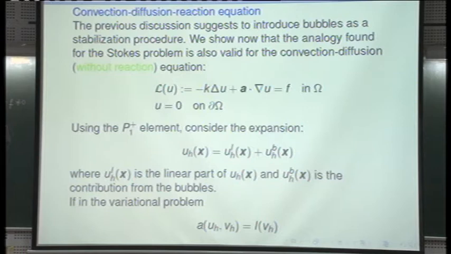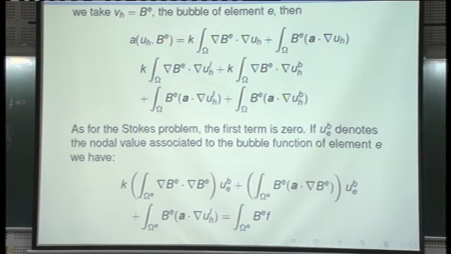So we split the unknown U into a linear part and a bubble part, and we play the same game. We can take in the variational form of the problem the test function equal to the bubble. Now it is a scalar bubble, and when the test function is equal to the bubble, we will have this expression.